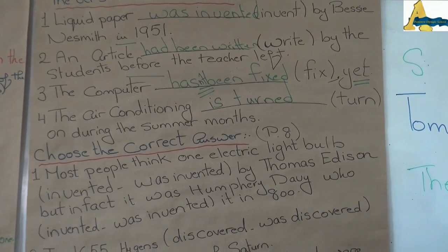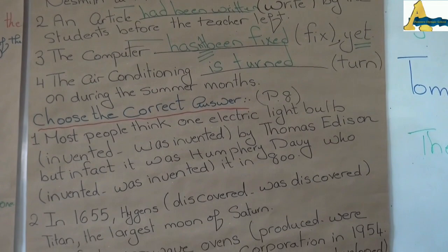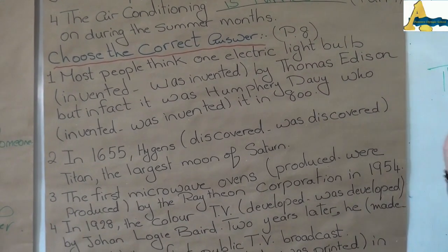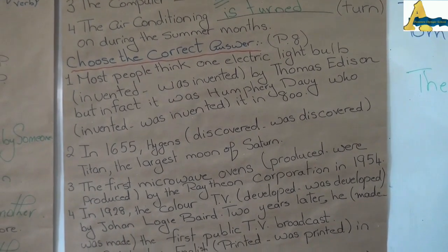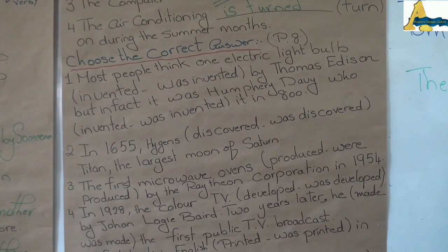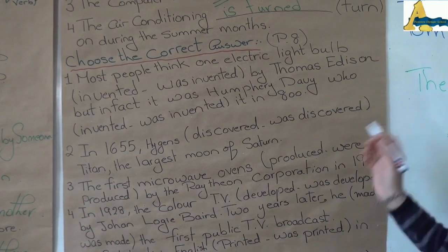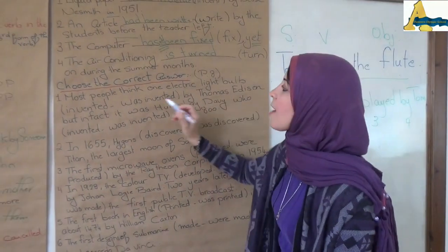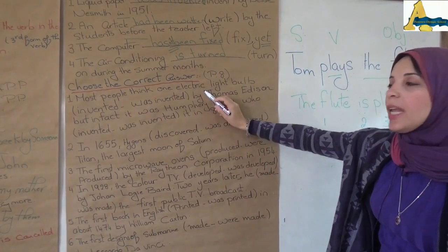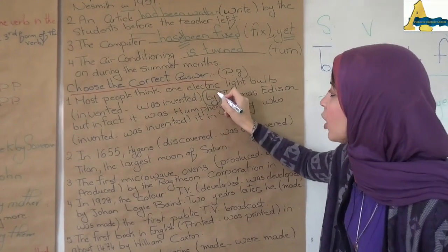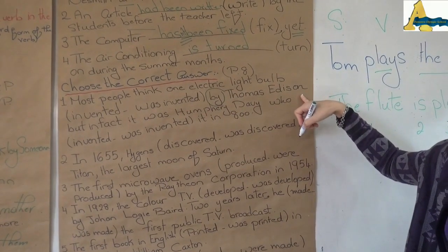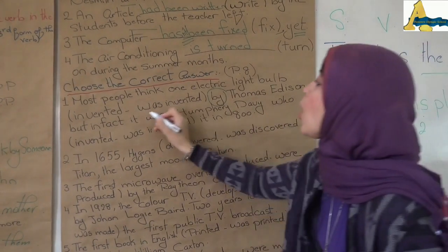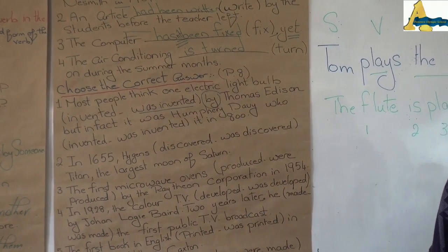Now it's time for choosing the correct answer, and this exercise is taken from your revision booklet, page 8. Most people think one electric light bulb was invented by Thomas Edison. Is this sentence passive or active? First of all, I have the object written in the beginning of the sentence, and by the end I have "by" and the doer. So this one is passive.